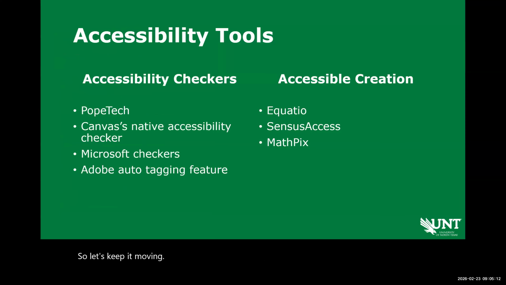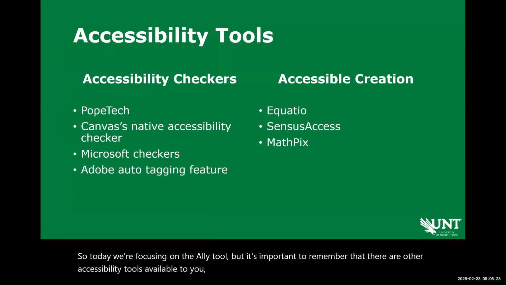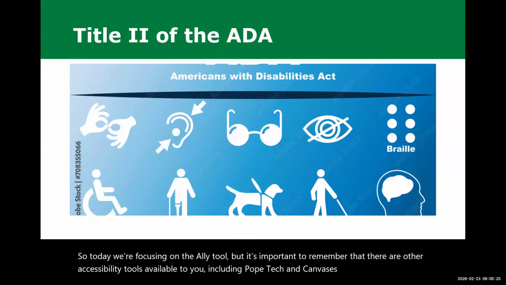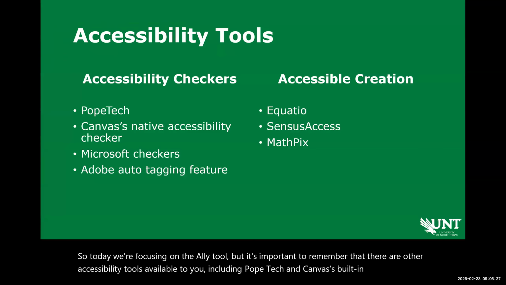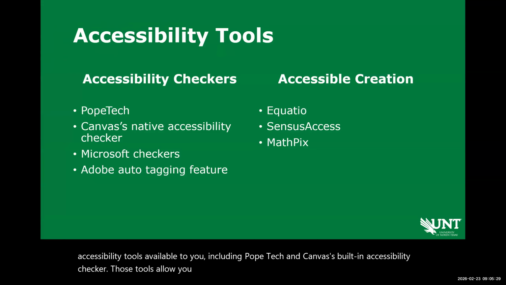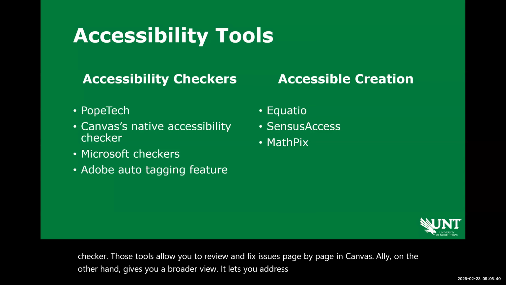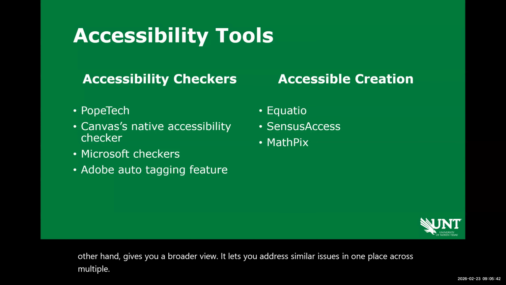Today we're focusing on the Ally tool, but it's important to remember that there are other accessibility tools available to you, including Pope Tech and Canvas's built-in accessibility checker. Those tools allow you to review and fix issues page by page in Canvas. Ally, on the other hand, gives you a broader view. It lets you address similar issues in one place across multiple Canvas pages, which saves time.